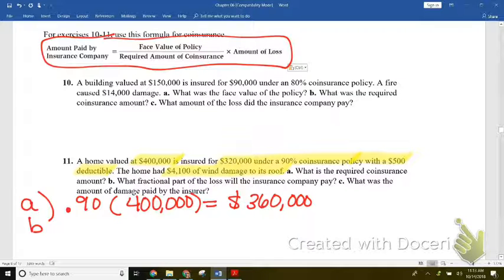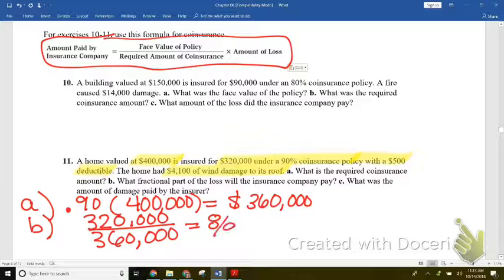Their co-insurance rate: they've only got $320,000 worth of insurance, and their co-insurance was supposed to be $360,000. That works out to 8/9, meaning that their insurance company will pay 8/9 of the cost to repair whatever item they need to have repaired.